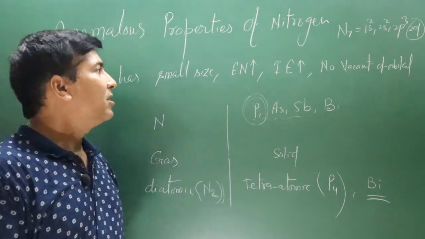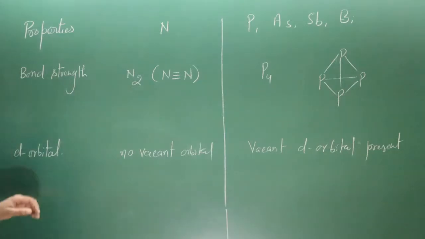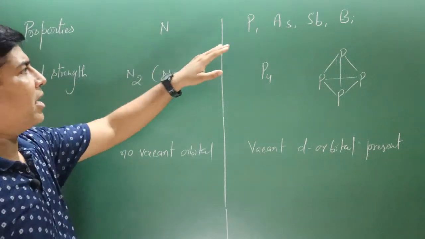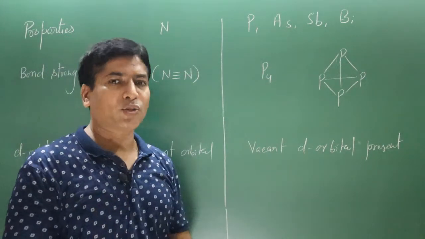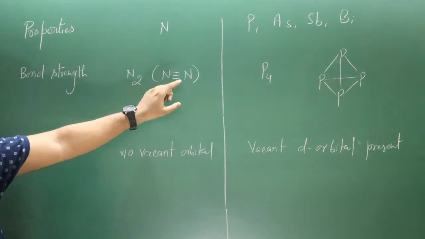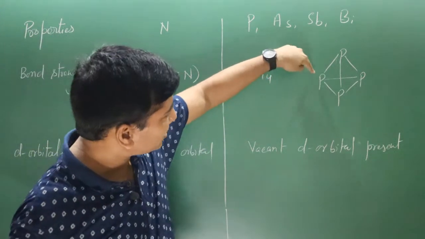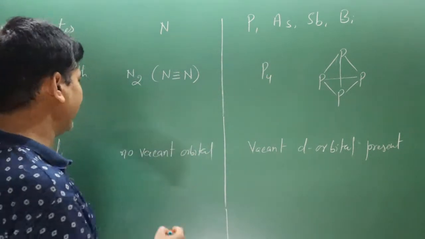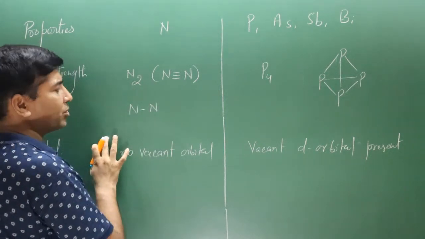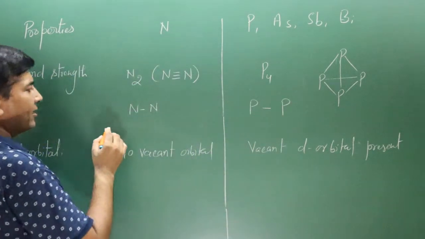Now let's discuss some more properties. Next we have bond strength. Nitrogen is present in diatomic form and these elements are present in tetraatomic form. I have drawn the structure also. You can see between nitrogen atoms a triple bond is there, bond order is 3, but between phosphorus and phosphorus you can see a single bond. If we talk about the bond strength, we have the nitrogen bond and the phosphorus bond. Now pay attention very carefully.